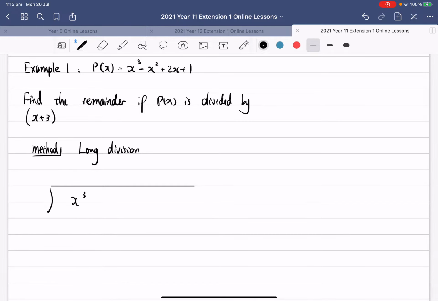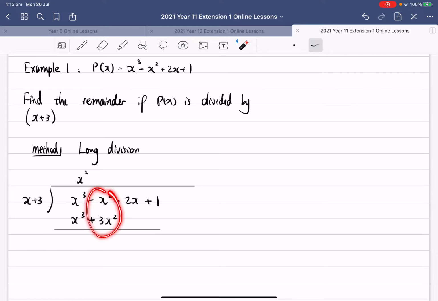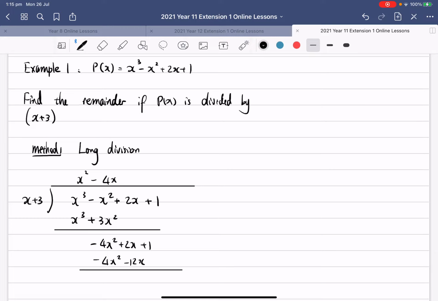So we've got x to the power 3 minus x squared plus 2x plus 1. We're going to divide this polynomial by x plus 3, so x plus 3 is the divisor here. We start the process. That gives x to the power 2, and x to the power 3 plus 3x squared. Now we need to subtract the terms, as you can see here. That gives us minus 4x squared plus 2x plus 1. Then minus 4x, minus 12x. All right, continue the process.